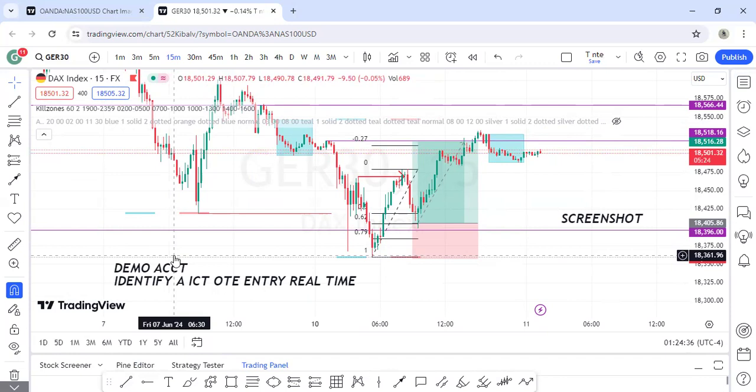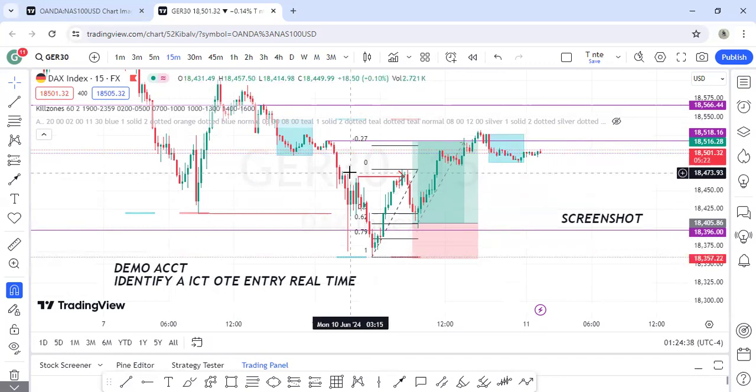Identify this thing, structure, liquidity, fib levels, and then trade it on your demo account. Remember, I said demo. I did not say real life, right? I'm never going to ask anyone to trade live once. I said demo account.